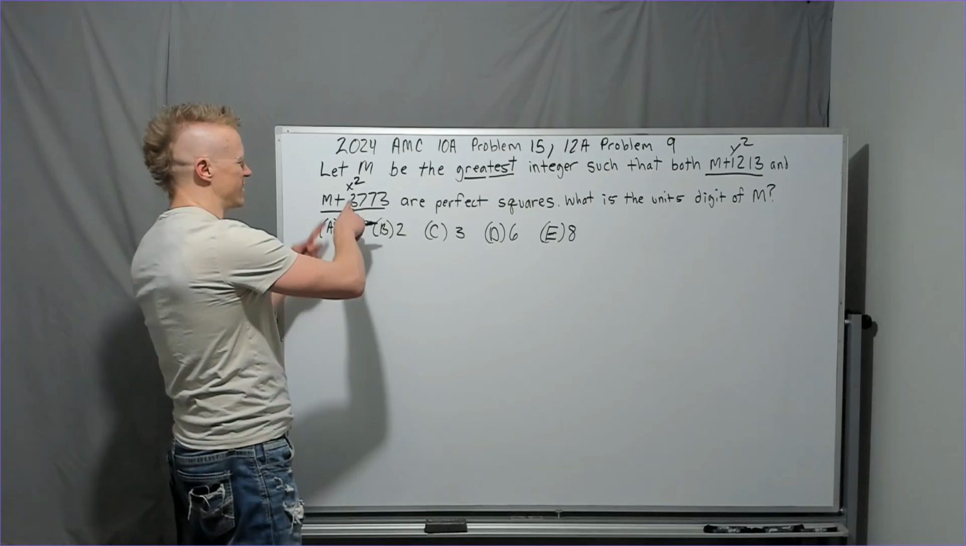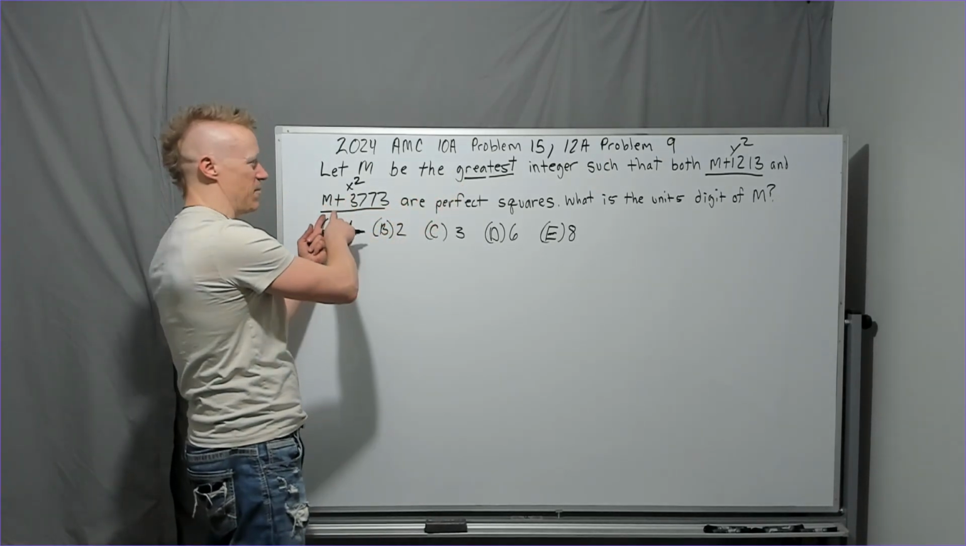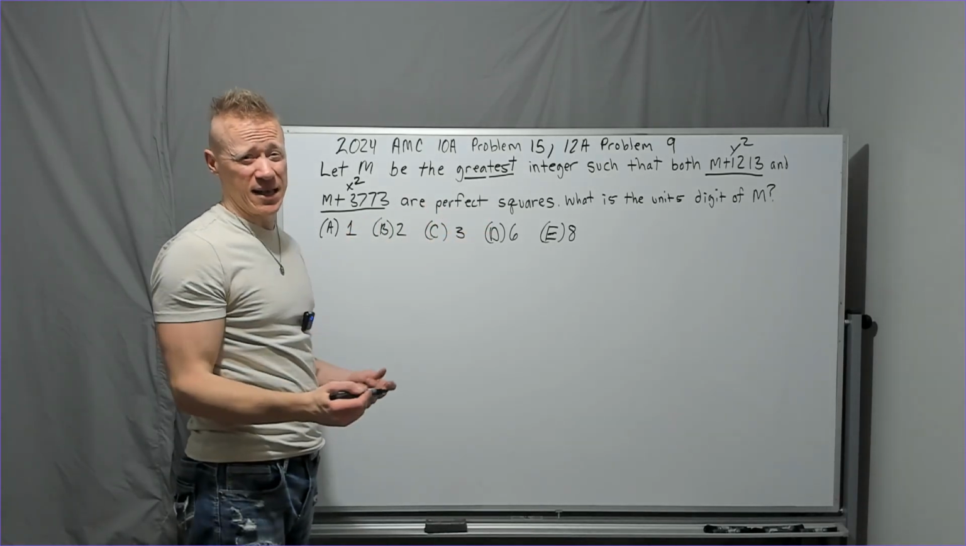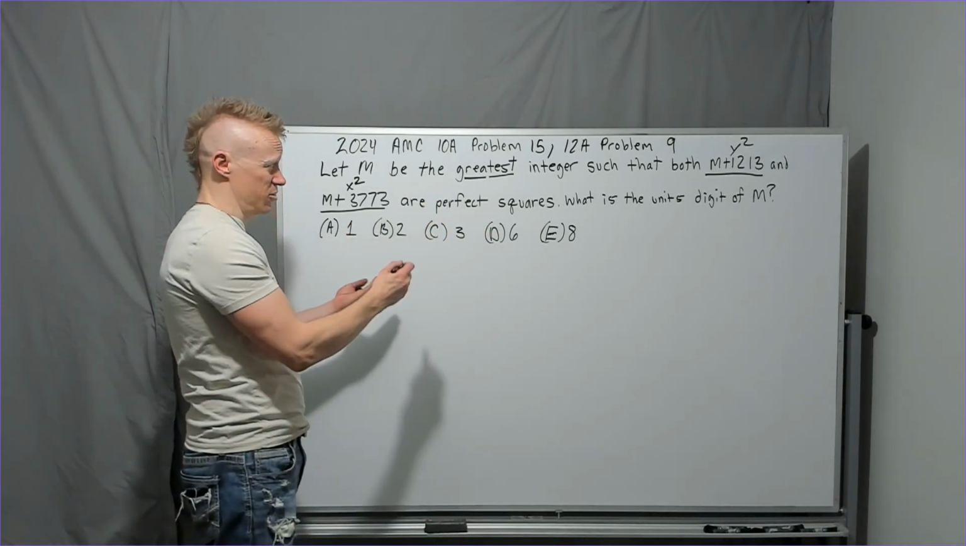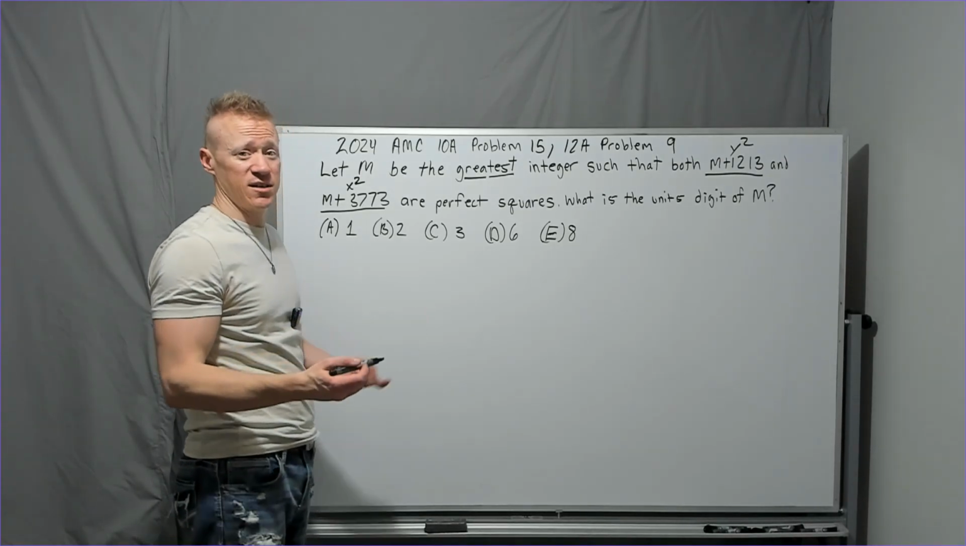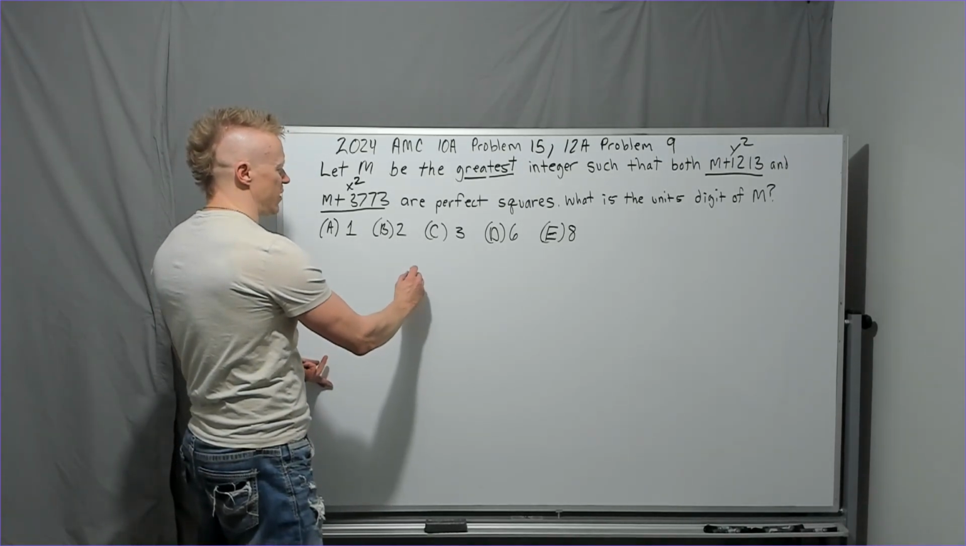So you've got two squares, and there's an m here and an m there. Maybe I should subtract, because that would make the m go away. And it also creates a common concept in competition math: the difference of squares is created. So why don't we do that?